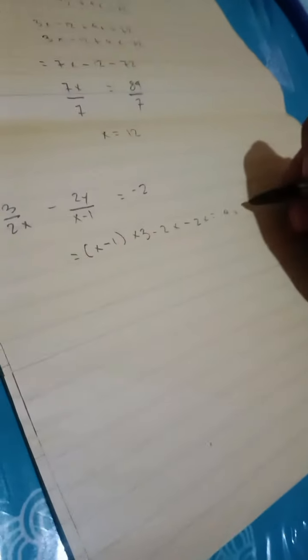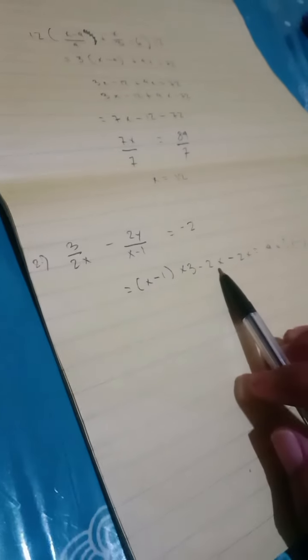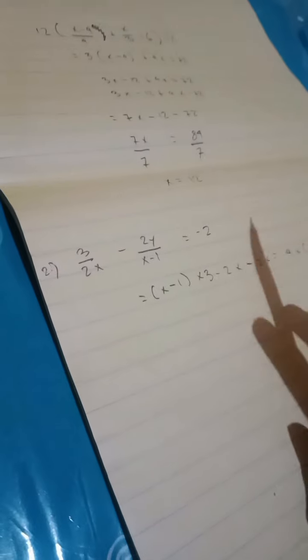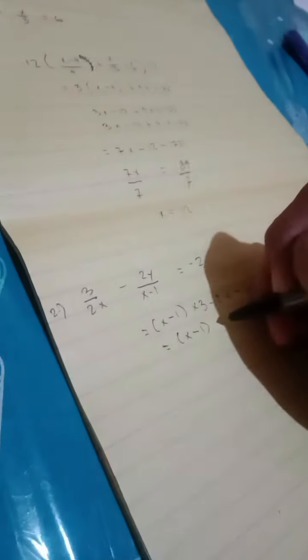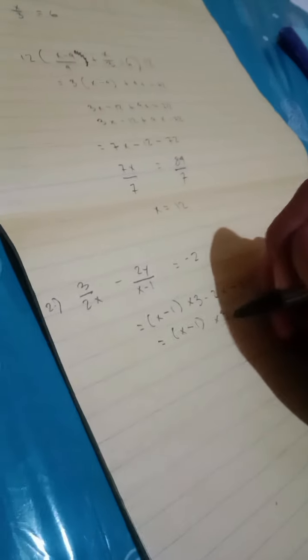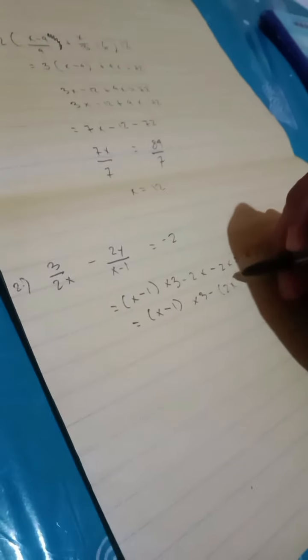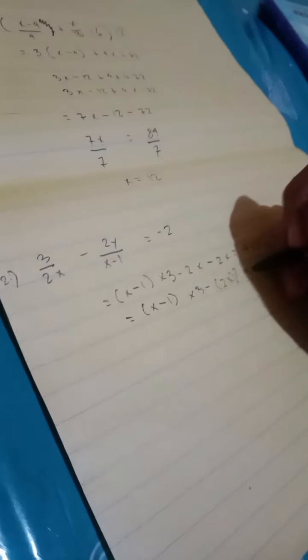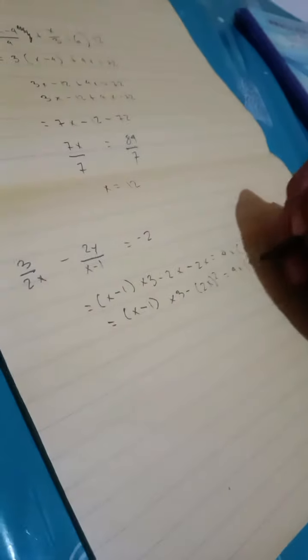3 minus 2x and negative 2x equals 4x and x minus 1. Next, multiply the 2x and 2x to get the 2x squared. x minus 1 times 3 minus 2x squared equals 4x minus 1.